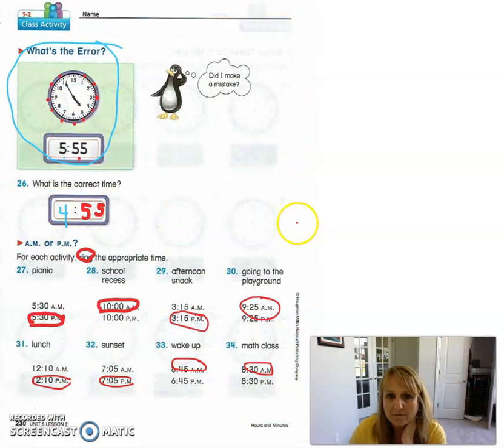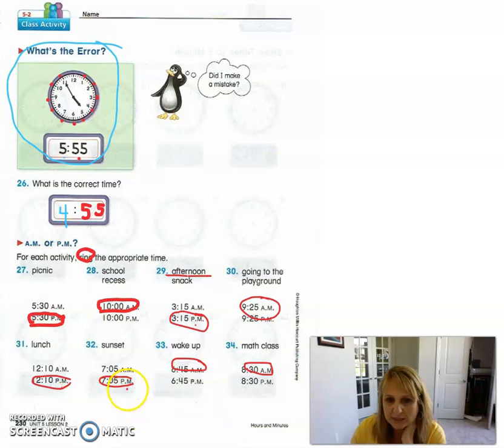All right, on the back of our paper, we have finished circling the time of day that things might be happening. Some of them were really easy. We know that if it said afternoon, it was going to be PM. Going to the playground, I don't think you would probably go at 9:30 at night, so that would be a morning, an AM. Lunch, that might have been a little tricky. Remember that 12:10 a.m., that's like midnight, okay? We would not be eating lunch at midnight, so it is 12:10 p.m.